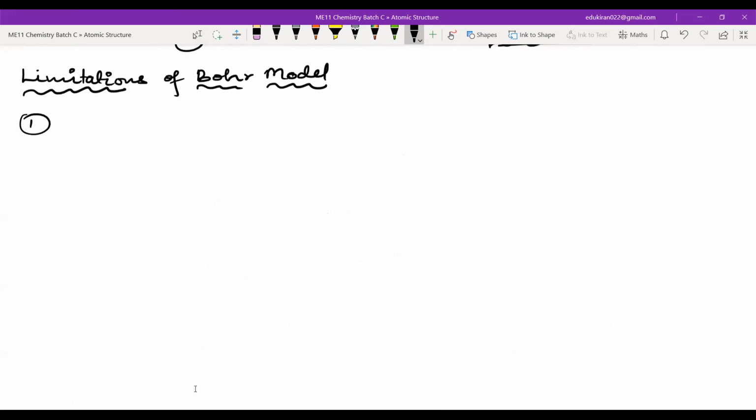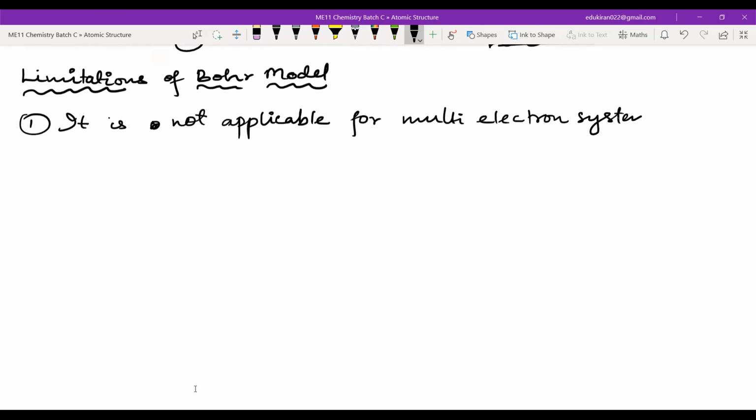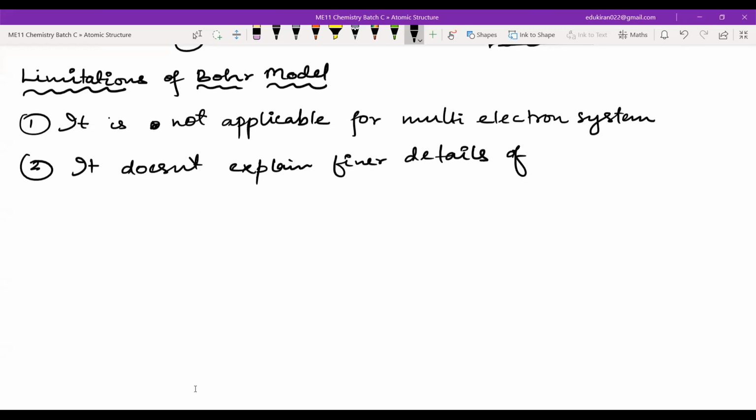First point is that Bohr's model is not applicable for multi-electron systems. Second thing, it doesn't explain the finer details of hydrogen spectra.